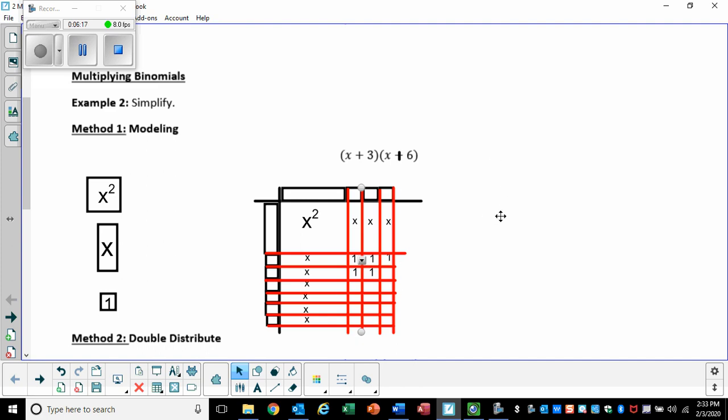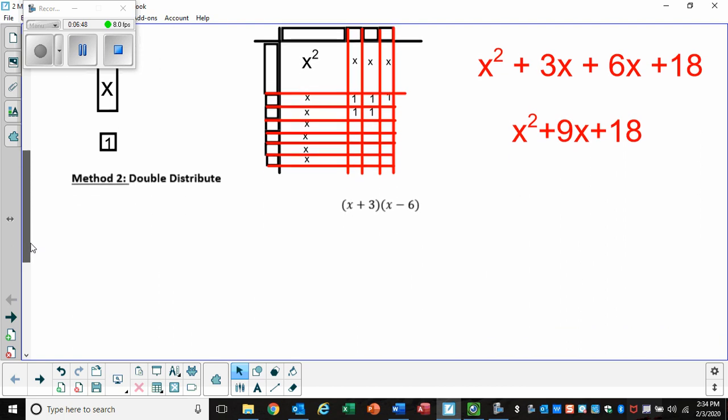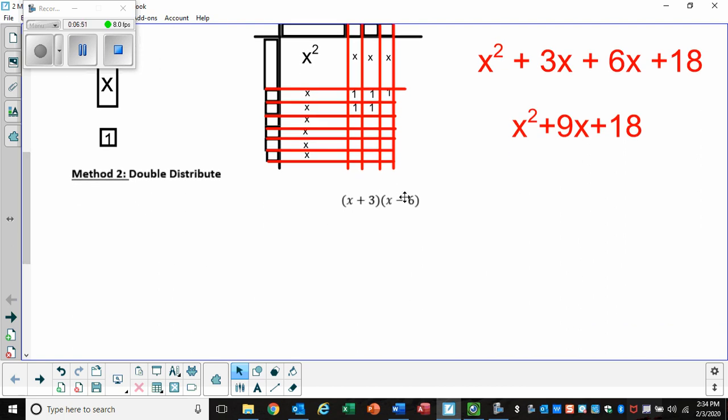So I just go ahead and write it out. X squared from here, 3 x's from here, 6 x's from here, and 18 1s. Then I just go ahead and combine my like terms, which I could do within this graph. I could just count up all my x's throughout the whole thing, and I'd have 9 x's total. So that is my multiplied form. It creates a trinomial. Okay? That's modeling. Alright? The next method is using distributive property.